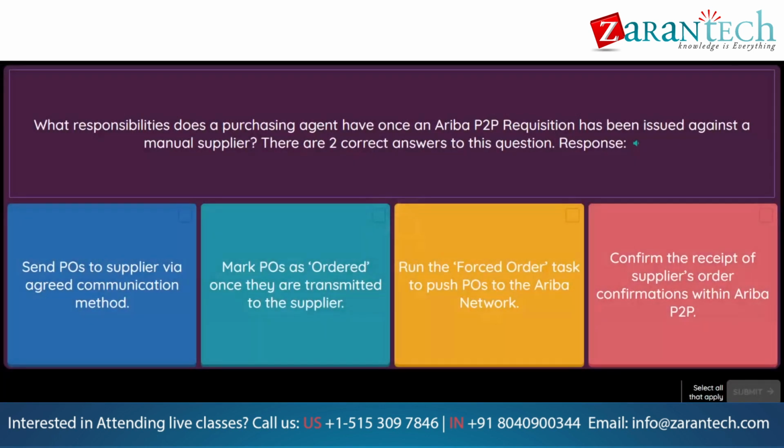Question: what responsibilities does a purchasing agent have once an Ariba P2P requisition has been issued against a manual supplier? There are 2 correct answers to this question. Response: Option 1, send POs to supplier via agreed communication method. Option 2, mark POs as ordered once they are transmitted to the supplier. Option 3, run the forced order task to push POs to the Ariba network. Option 4, confirm the receipt of supplier's order confirmations within Ariba P2P.